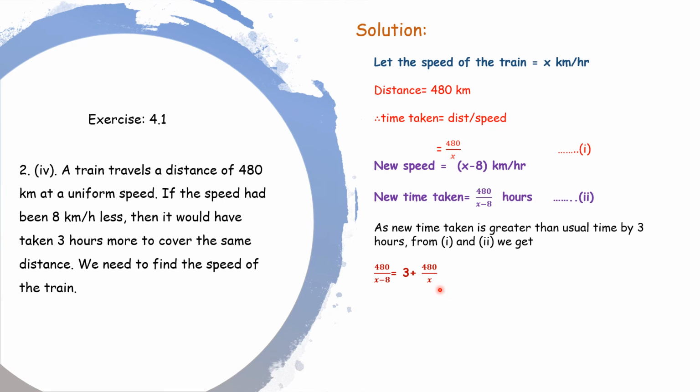That's it. Once you have got this, just simplify. You will definitely get a quadratic equation. Just combine everything together: 480 divided by x minus 8 minus 480 by x is equal to 3. Now take LCM. Your LCM will be x into x minus 8. So do the cross multiplication. 480 into x minus 480 into x minus 8. If you multiply this inside, you will get 480x, minus of minus is plus.